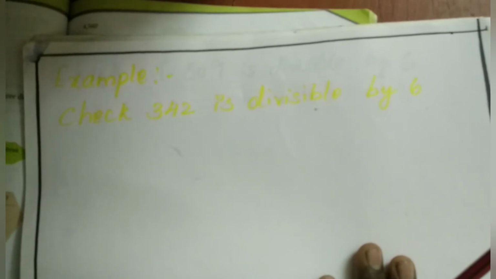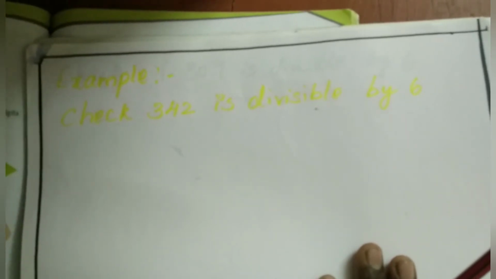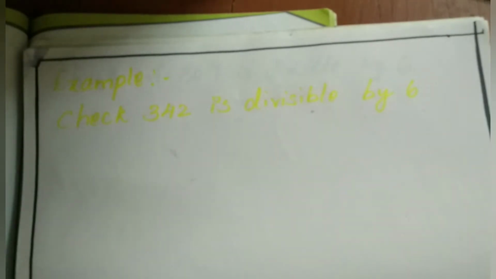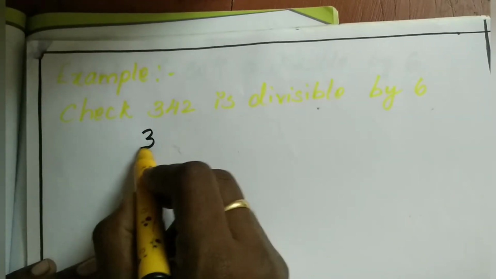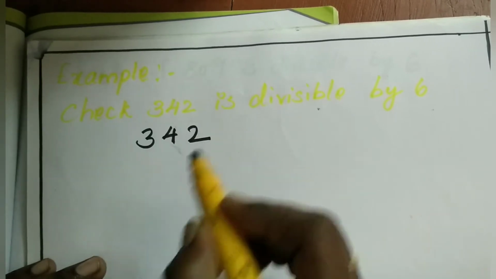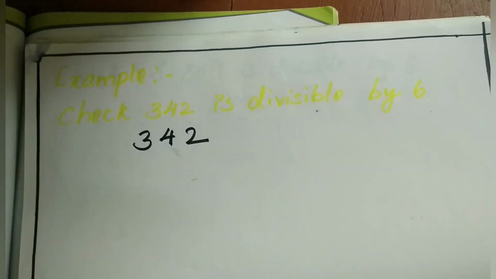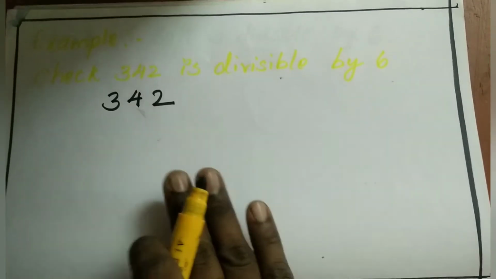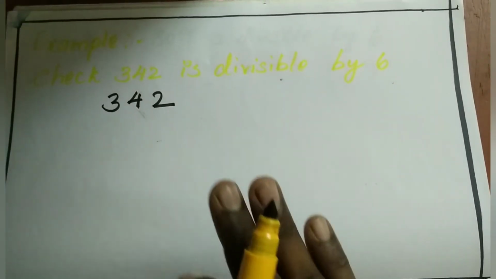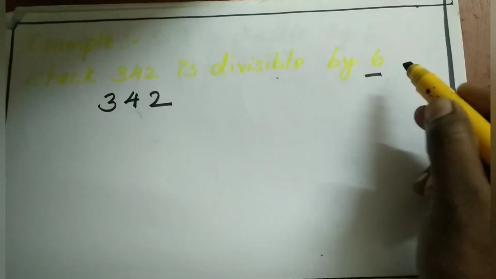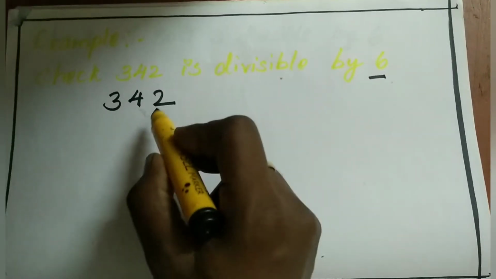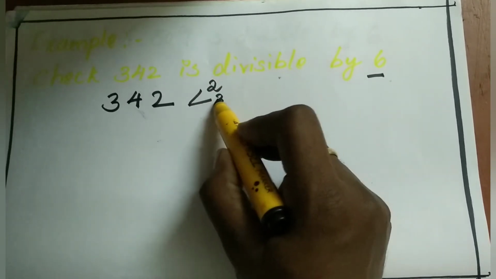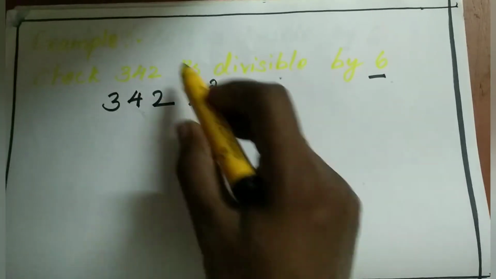Let us move to the very first example. Check if 342 is divisible by 6. We have already seen the condition. If a number is divisible by 6, what is the condition? The number should be divisible by 2 and 3.